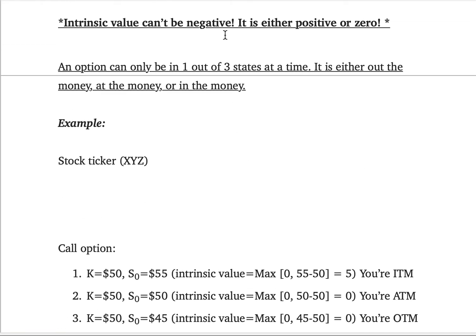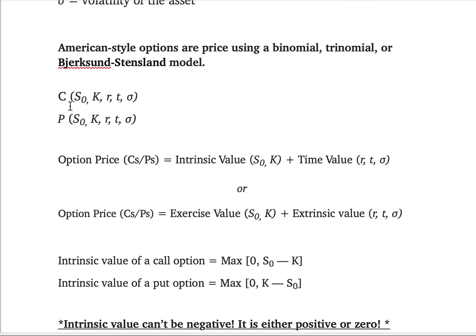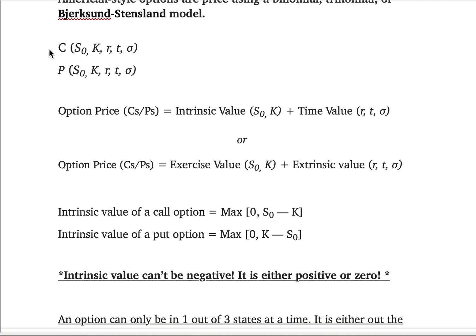Know that options are priced using 5 main variables. You should be able to know that. They are priced using the stock price, the strike price, interest rates, time, and the volatility of an asset. Works for both calls and puts.